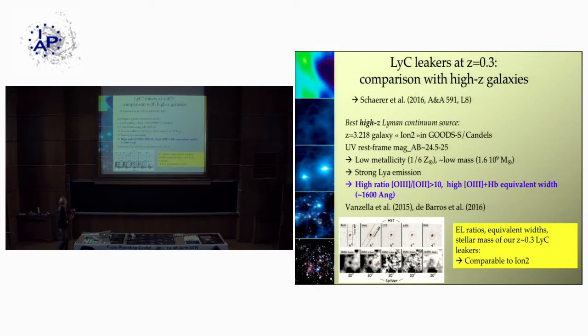Whether this is, of course, a universal conclusion, that all Lyman continuum galaxies should have these kinds of properties, is a step we cannot yet take, but it's at least interesting to see that they are comparable and that you can find comparable galaxies by selecting them in different ways.